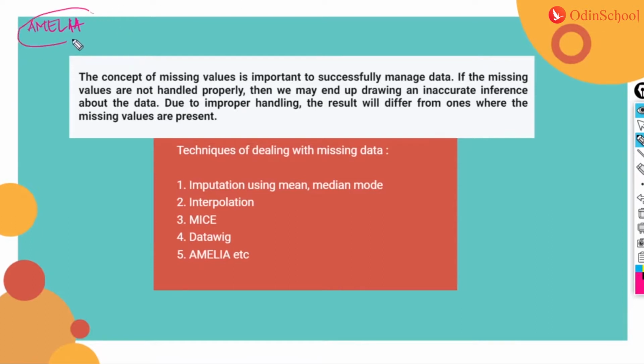keeping that aside, Amelia is the name of a library which we use again for handling missing values. Here, this can perform multiple imputations. That's the best part about Amelia. Now, what do we mean by multiple imputations? It can generate imputed data sets. So it would add in new values to the data set, or it would run multiple times to deal with missing values.